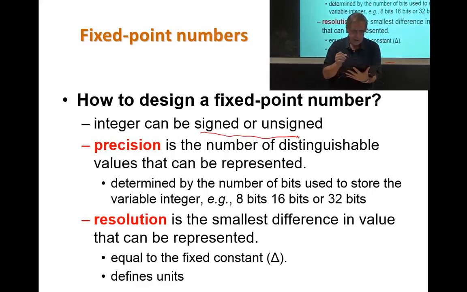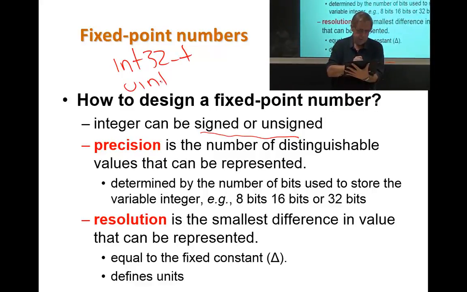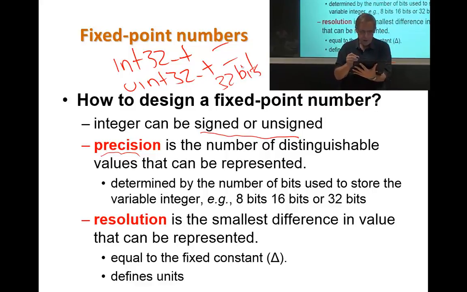Obviously, we know whether it's signed or unsigned. That's obvious. In C, how do I tell? If I use a signed type, that's signed. If I use an unsigned type, it's unsigned. The precision is the number of distinguishable values. In this particular case, it's going to be 32 bits. And then the resolution is the smallest change in value that I can represent.